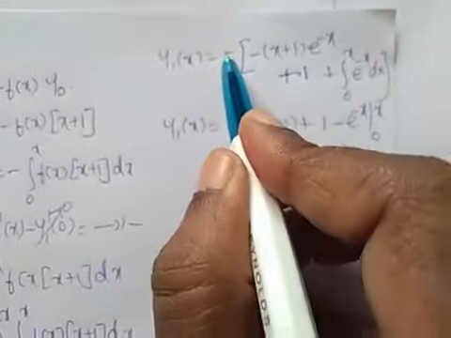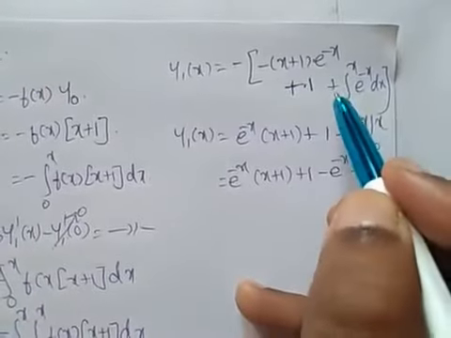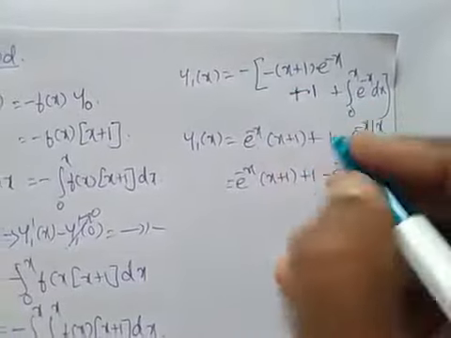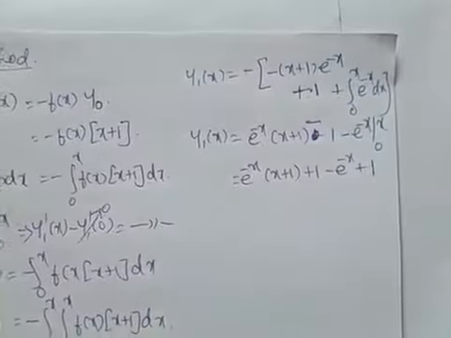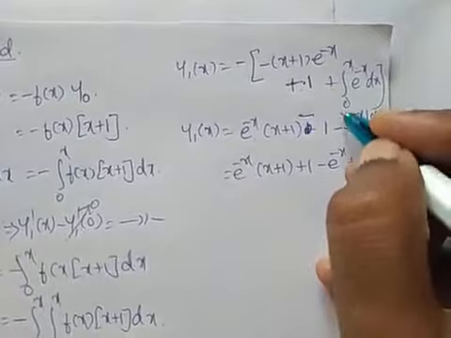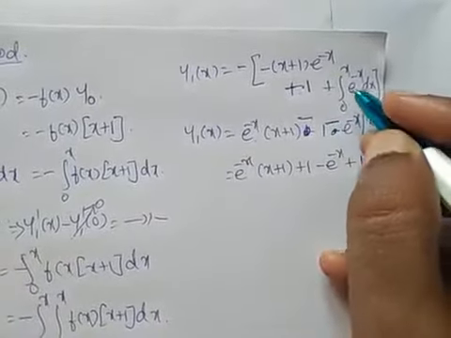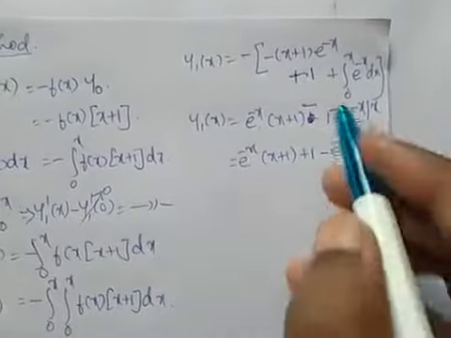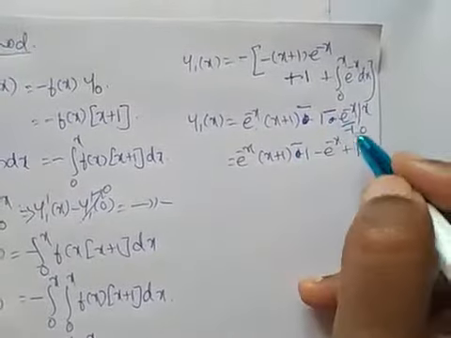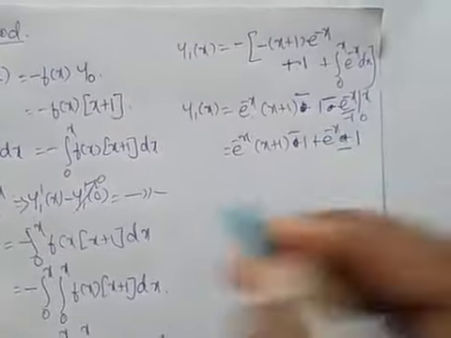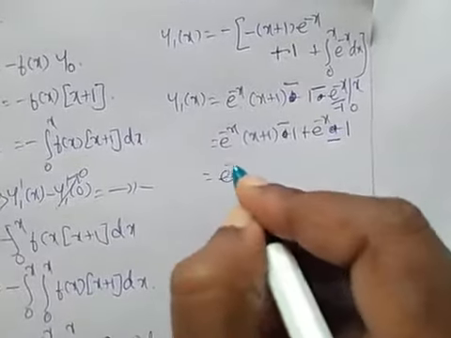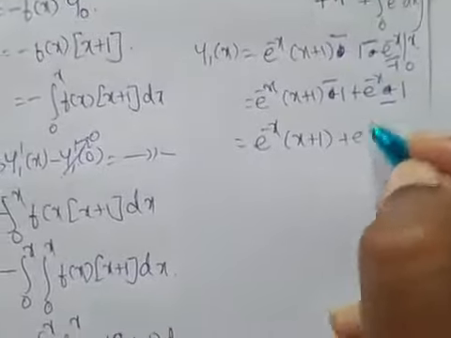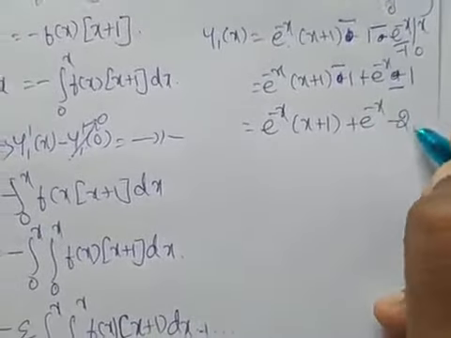Sorry, I haven't multiplied this minus with the second and third term. So when I multiply here, this will become plus. When I multiply here, this will become minus and this also becomes minus. So after integration, this is minus by minus 1. So this is minus 1, this is our plus 1 and this is our minus 1. So y1 dash of x is e power minus x, x plus 1 plus e power minus x minus 2.